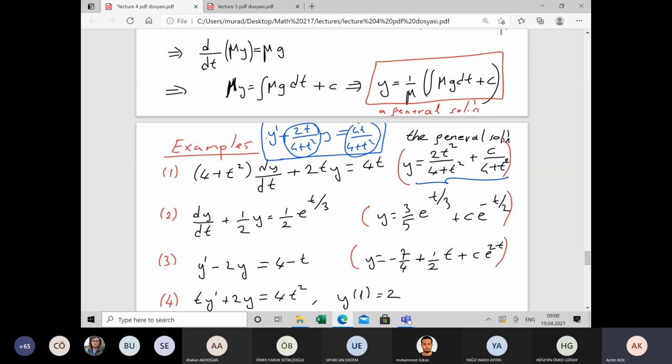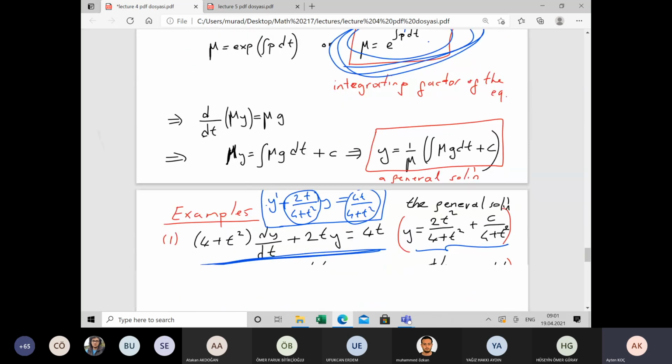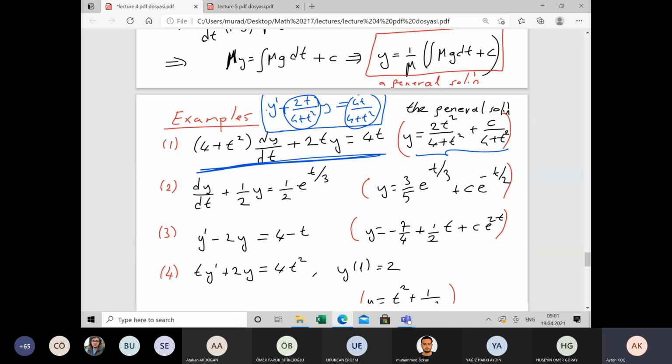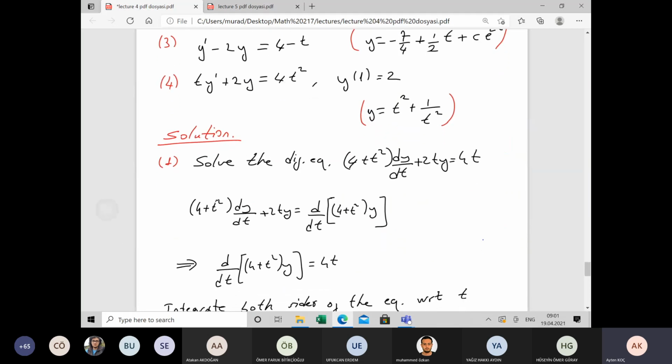But let's stop here and give a different method to solve this one. How to solve it if we don't know this method of the integrating factor, and have to find this factor? Take this one. Our aim is to solve this. Look at the left side, be careful. We claim that the left side is equal to the derivative of this one.